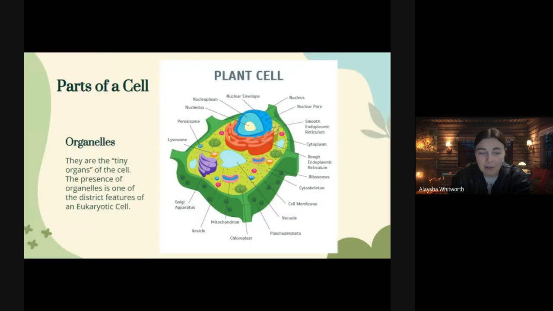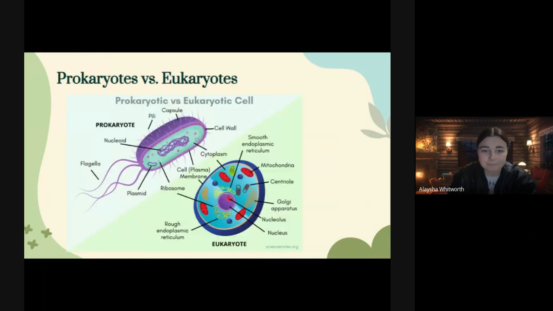Cells, we looked at parts of a cell, plant and animal cells. Organelles are tiny, like organs of the cell. The presence of organelles is one of the distinct features of a eukaryotic cell, so you want to know that. The nucleus, you know, the kind of brains of the cell, the mitochondria and the energy part. The cool thing about plant cells is they have these chloroplasts that are kind of like stacks of green pancakes, and that's where they convert their light energy into their energy.